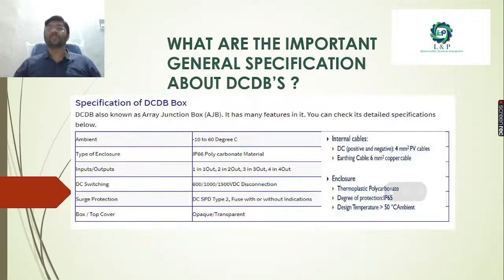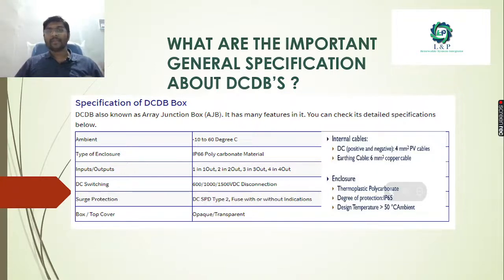And what are the important specifications that we need to know about this DCDB? Mostly the enclosure should be IP66 polycarbonate material. The inputs can be 1-in 1-out, 2-in 2-out, 3-in 3-out, 4-in 4-out, 5-in 5-out, 6-in 6-out, 9-in 9-out like this. Based on our application it will differ. And for internal cables, for the DC we can use 4 square cables, and for the earthing we have to use 6 square cables. If you are going for a surge protection device, it should be type 2.